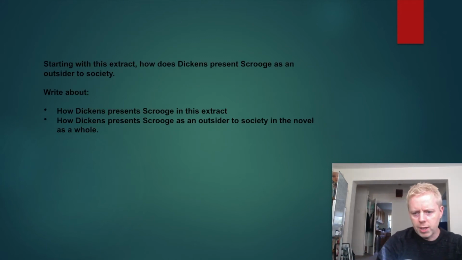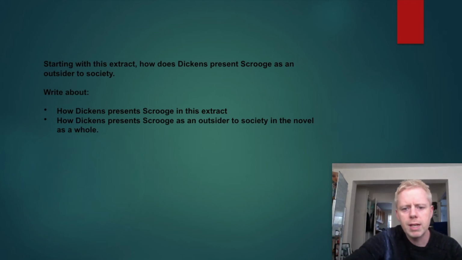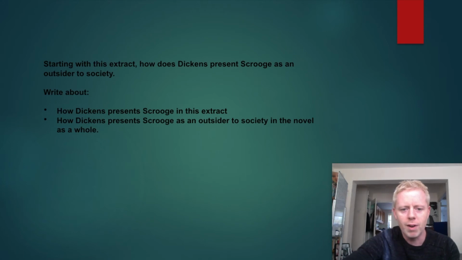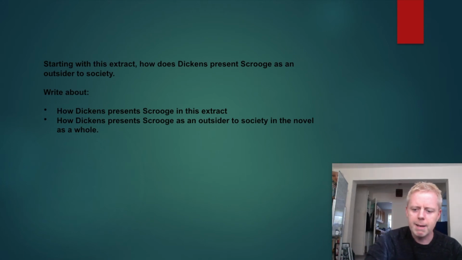So here's the actual question. I've just highlighted it, or isolated it even. Starting with this extract, how does Dickens present Scrooge as an outsider to society? Oh, I'm an idiot, sorry. It should be, how does Stevenson present Hyde as violent? I forgot to change that. I'm going to leave that in there.